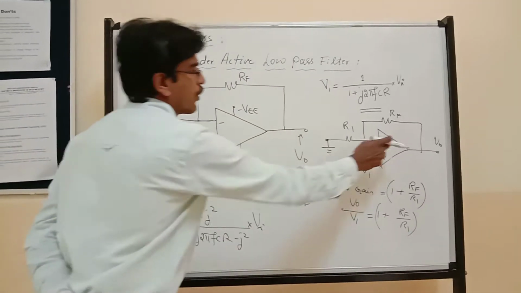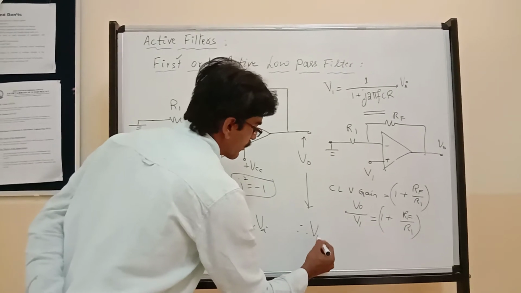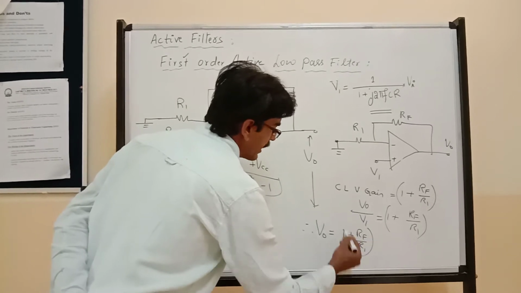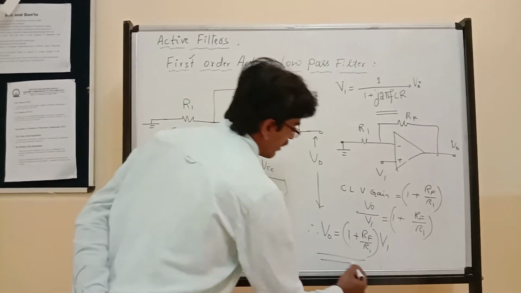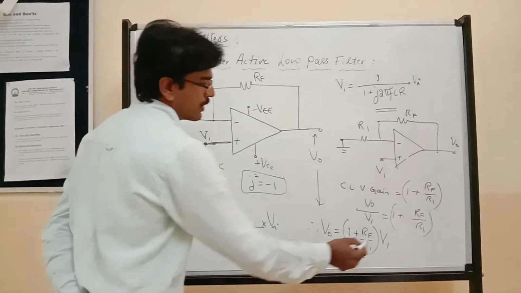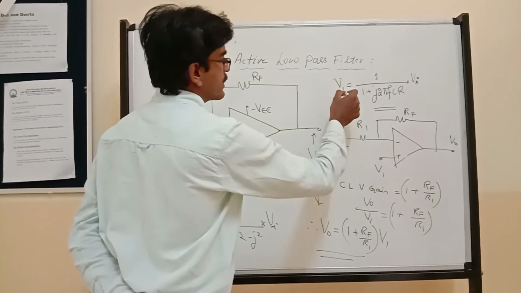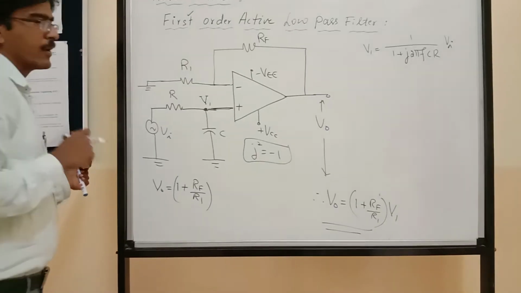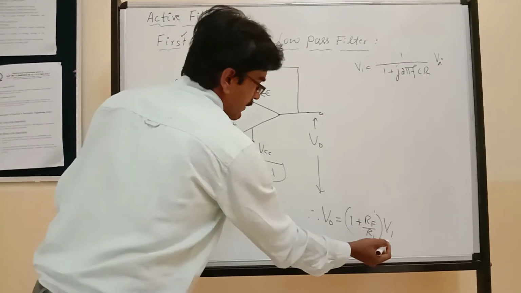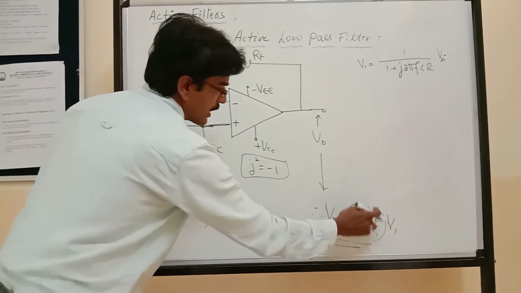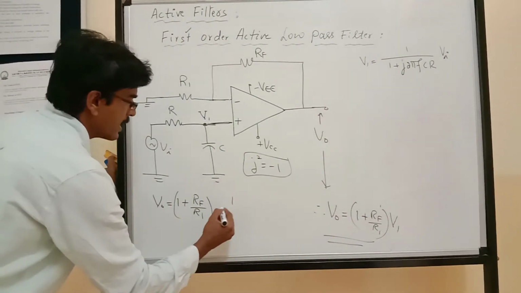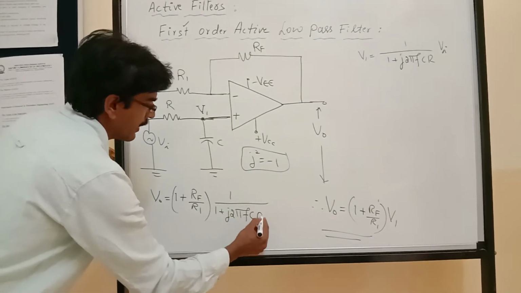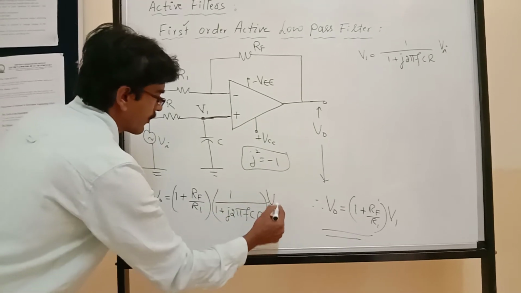Now I want the output voltage. Therefore, output voltage is gain multiplied by input, that is V1. So V0 is equal to 1 plus RF by R1 into V1. What is V1? V1 is this. Now I am going to substitute this V1 here. Substituting the value of V1 in this equation, V0 is equal to 1 plus RF by R1 into 1 divided by 1 plus J 2 pi FCR into VI.